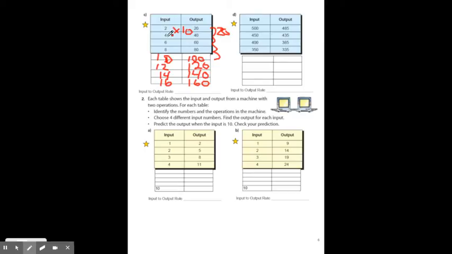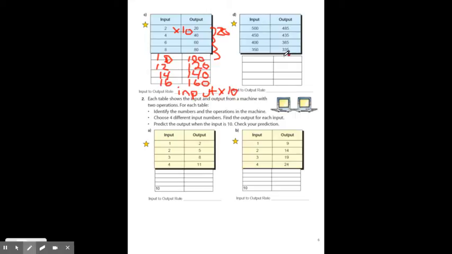So then I want to check it with my next ones. Well, 4 times 10 is 40. 6 times 10 is 60. 8 times 10 is 80. So it works, and I could do the others as well to check. So my input to output rule then is just going to be input times 10. Now, I'm going to run out of room here. Okay.